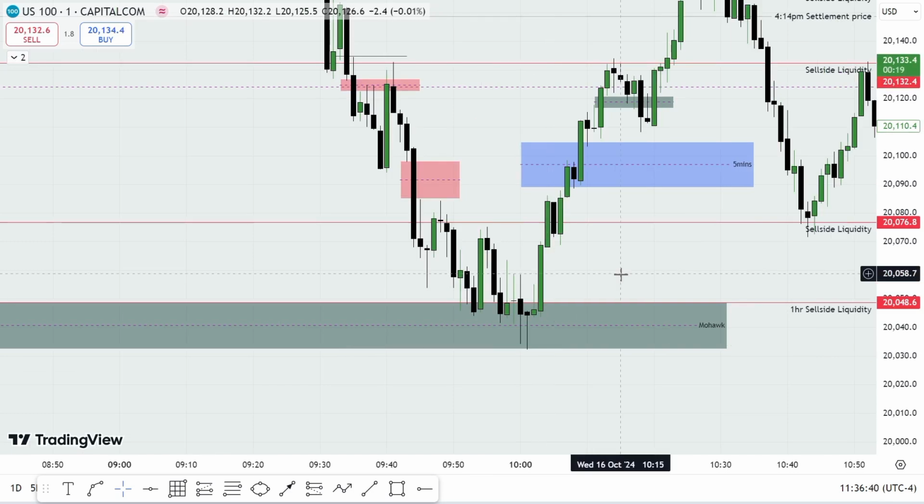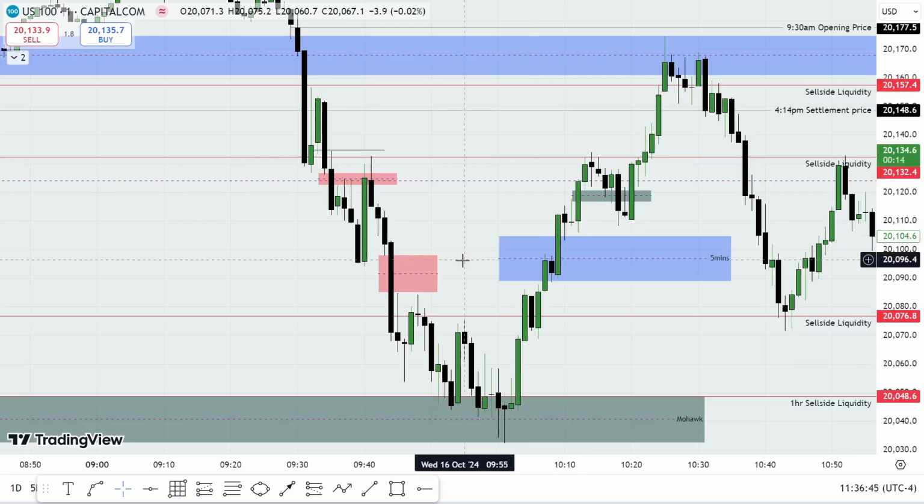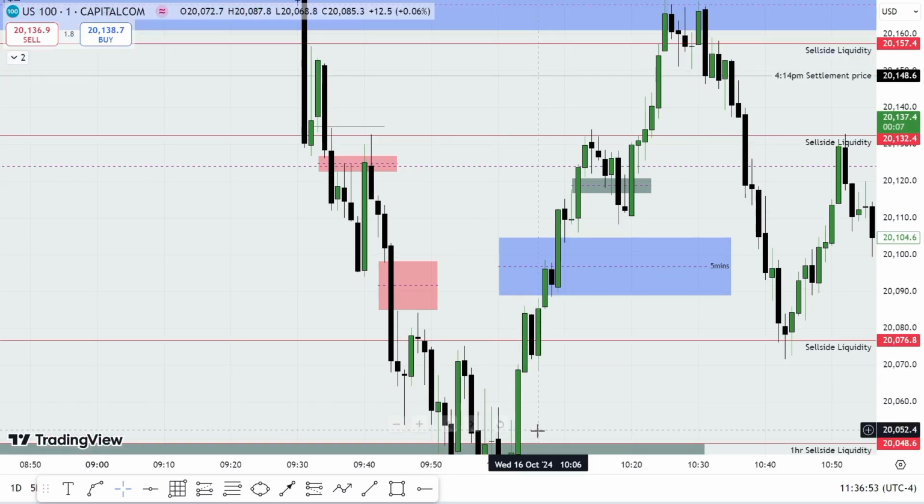Then I knew that it was definitely going to start hunting for buy side liquidities, just as you can see here. So we took out this high here. So this is the breaker at this point. This is a very small bullish fair value gap. I missed the entry right here.